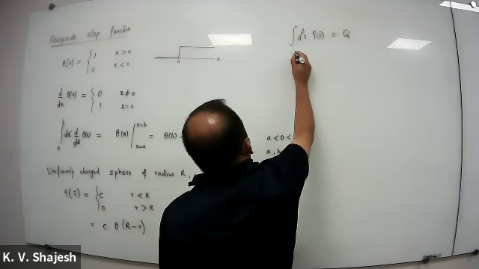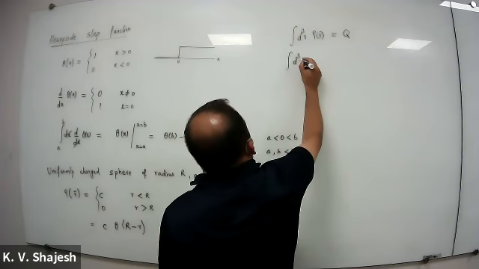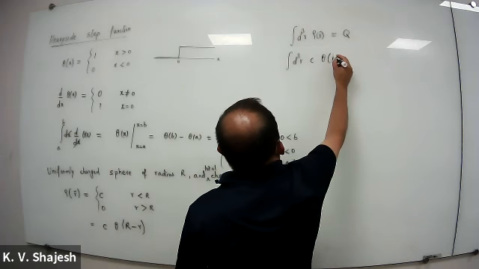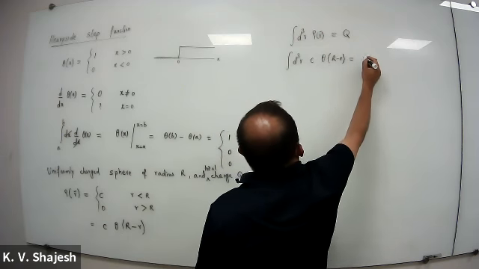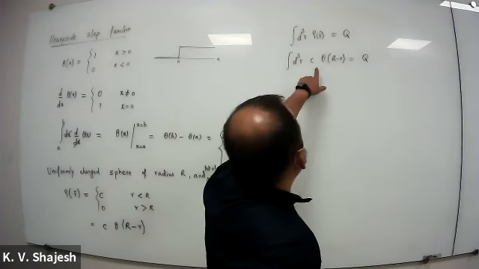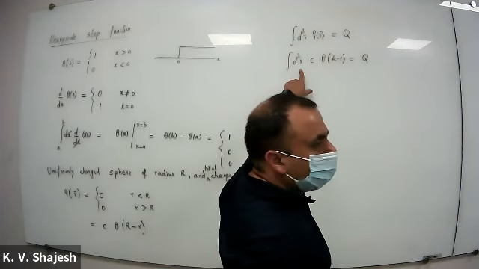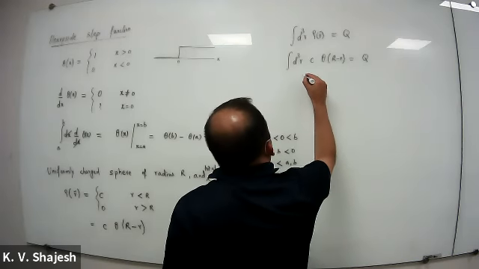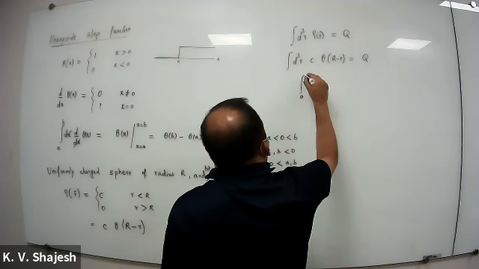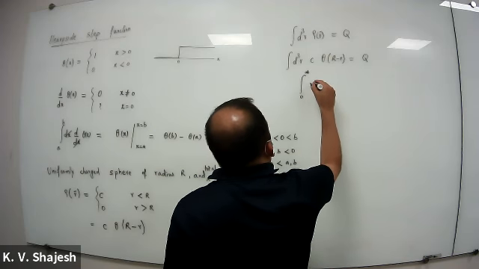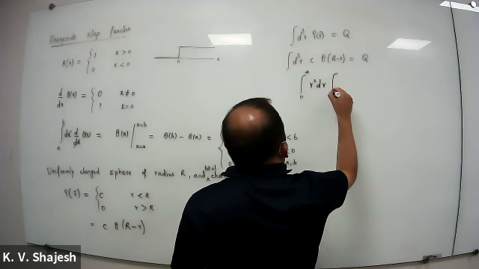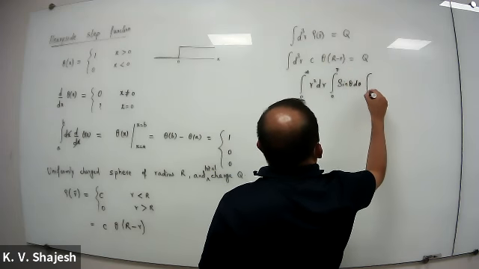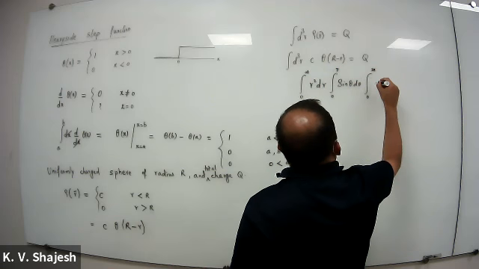This is equal to the integral of d cubed r times, here we have c times the step function, r minus r, is equal to the charge q. C comes out. The step function tells the integral not to integrate beyond that point. If you want to do it in spherical coordinates, this will be 0 to infinity r squared dr, 0 to pi sine theta d theta, and 0 to 2 pi d phi.